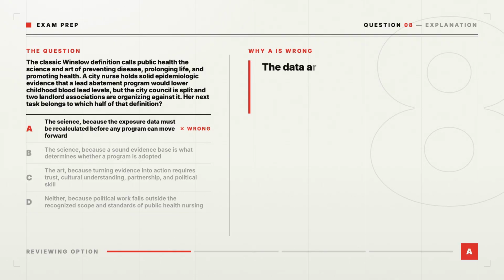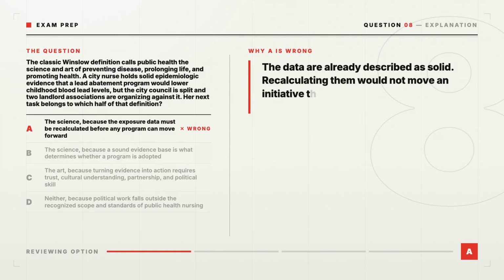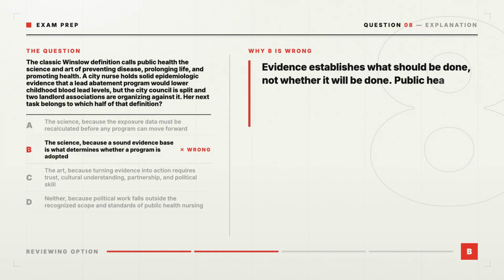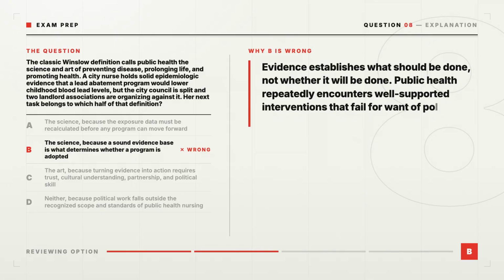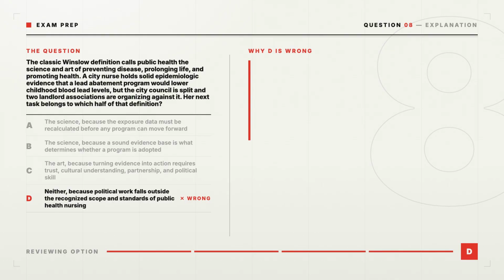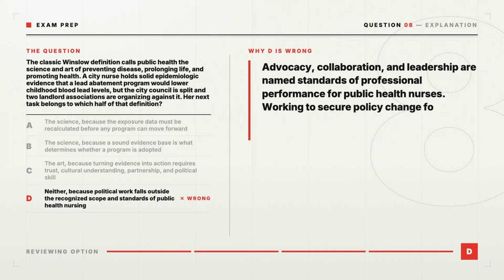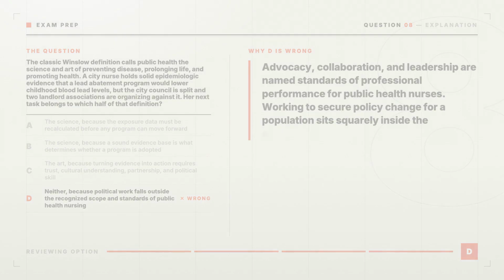A is wrong because the data are already described as solid. Recalculating them would not move an initiative that is stalled on political opposition rather than on weak evidence. B is wrong because evidence establishes what should be done, not whether it will be done. Public health repeatedly encounters well-supported interventions that fall for want of political and community support. D is wrong because advocacy, collaboration, and leadership are named standards of professional performance for public health nurses. Working to secure policy change for a population sits squarely inside the specialty's scope.